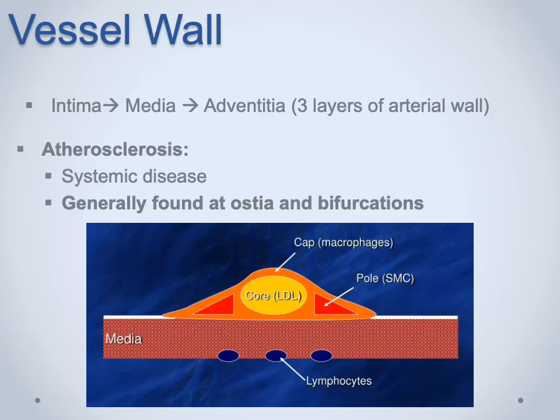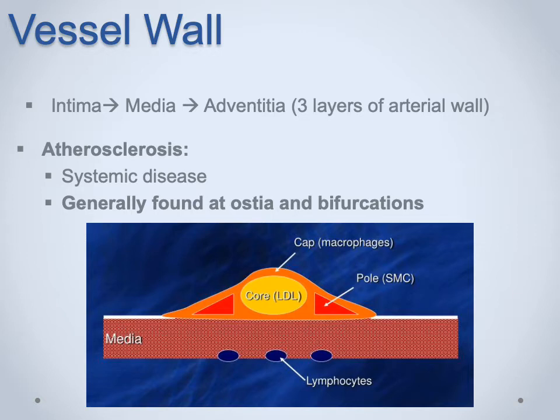When we're thinking about the arteries and the vessel walls, there are three layers to the arterial wall. There's the intima, the media, and the adventitia. The intima is what we see on the inside of the vessel. When atherosclerosis affects an arterial bed, it's generally within the media. Lymphocytes deposit upon the intima, and then macrophages go within the media and ultimately form what we know as the plaque.